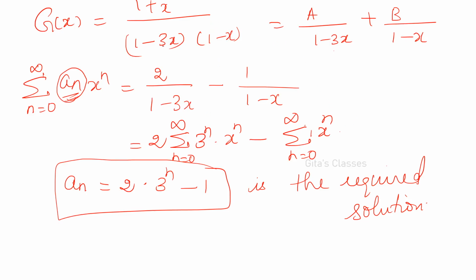Here, don't write 1 by 1 minus 3x; you can write it directly as sigma 3^n. Okay, 3^n into x^n. But don't do this if you have products. If it is a single term, then you can write it. So here the answer, after writing this in terms of sigma, is 2 into 3^n minus 1, which is the required solution.